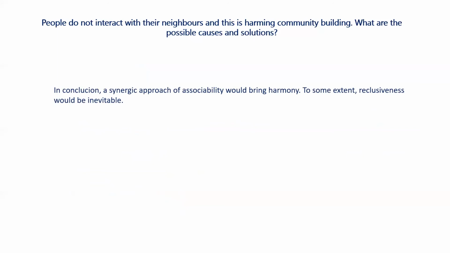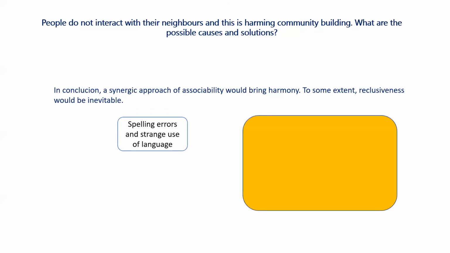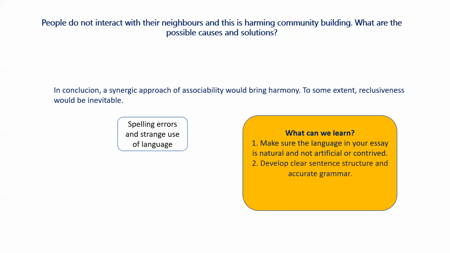Conclusion. So the lower band score wrote, "In conclusion, a synergic approach of associability would bring harmony. To some extent, inclusiveness would be inevitable." We have the spelling error and the strange use of language. So what can we learn from the lower band score? We can learn that you need to make sure the language in your essay is natural, it's not artificial or contrived. Develop a clear sentence structure and accurate grammar. Answer the question and reformulate the conclusion.